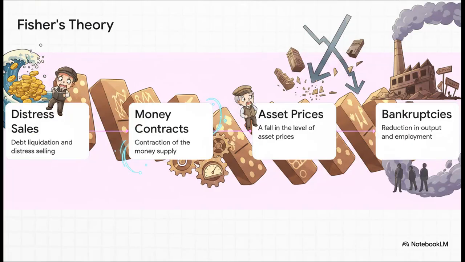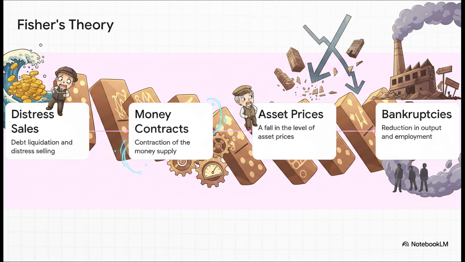To bridge these ideas together, economists often look to Irving Fisher's debt deflation theory. And this brilliantly illustrates the cascading domino effect. See, during the 1920s boom, stock market margin requirements were incredibly low. Investors could borrow up to 90% of the money they used to buy stocks. So when the market crashed, brokers called in those loans.